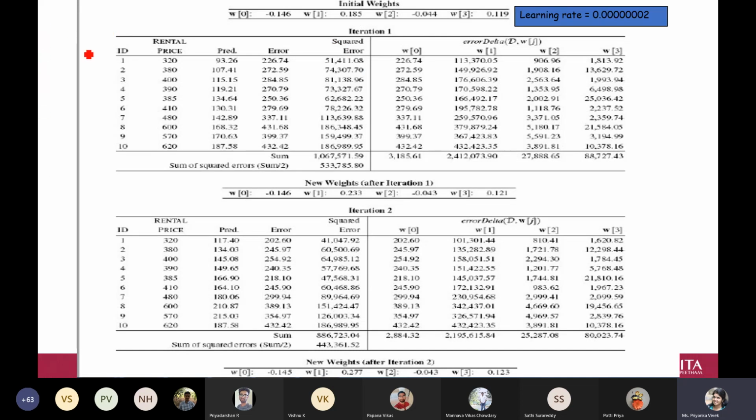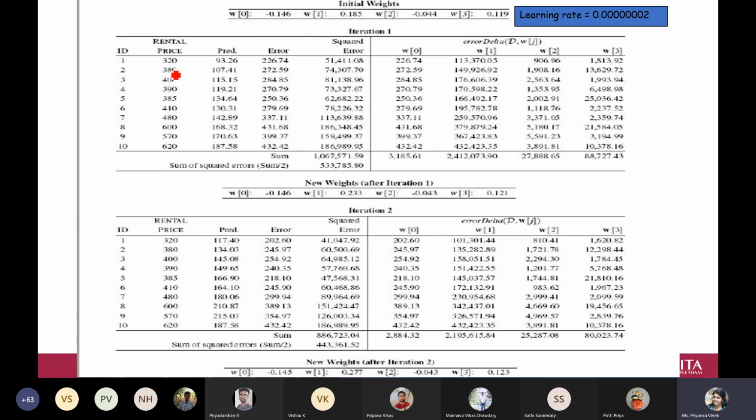Now we know the input we had. So we had 3 attributes and we had the price, which is our actual y. Can we predict the y now? We have all the inputs and all the weights. So our model would be y equals w0 plus w1 into the first x, plus w2 into the second parameter, plus w3 into the third parameter. If you calculate, you will get a predicted value of 93.26. This is our predicted value for y.